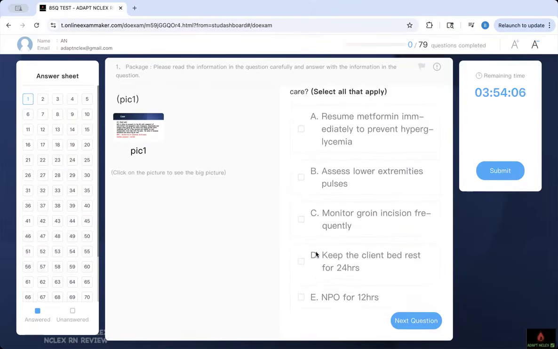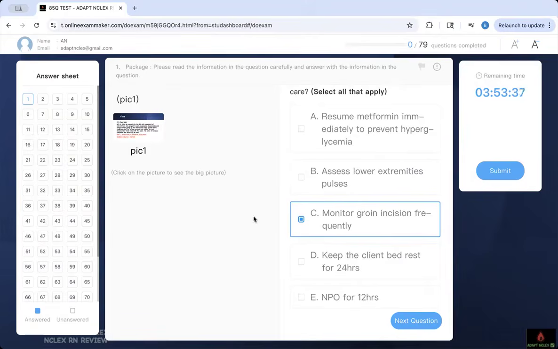NPO for 12 hours is too long, so we're not going to do that. Keep the client at bed rest for 24 hours? Are you going to do that? No. 24 hours is too long. Six hours is when we're going to keep the leg flat, but after 6 hours, it's okay to mobilize. Monitor groin incision frequently. Yes, we're going to monitor the groin incision frequently to prevent hematoma. Assess for what? Lower extremity pulses.